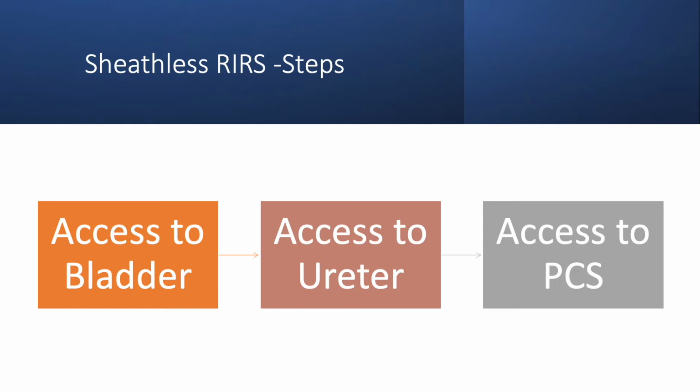Gaining access to the pelvic calyceal system involves three main steps. First, gaining access to the bladder. Second, access to the ureter. Third is passage through the ureter and entering the pelvic calyceal system. We shall examine the techniques to do each one of these.